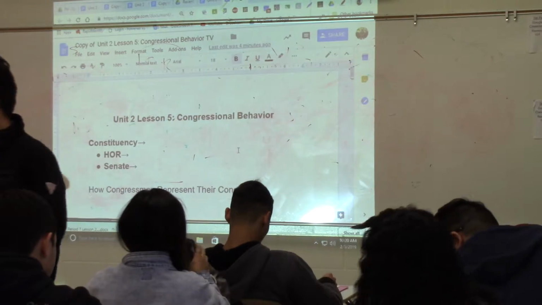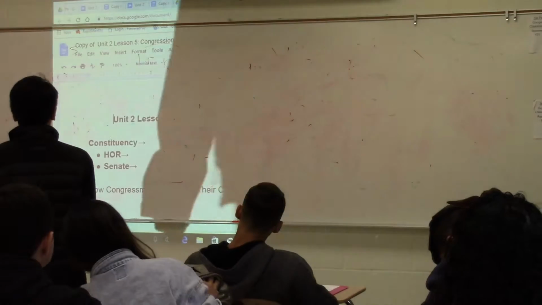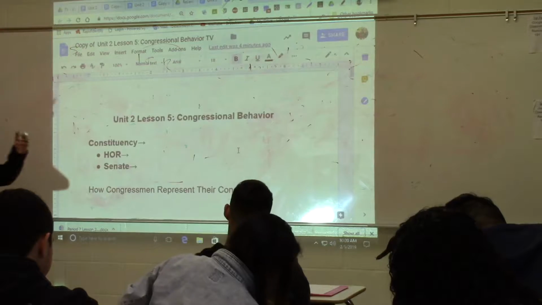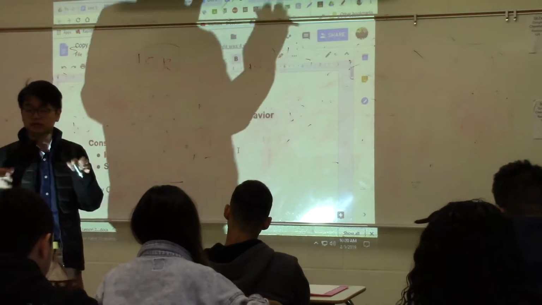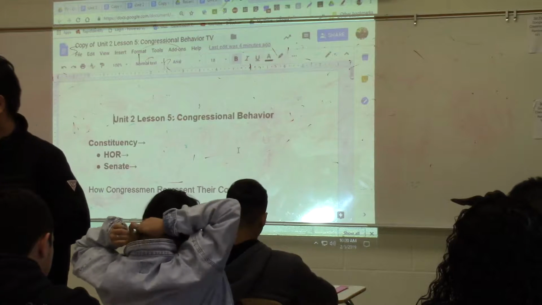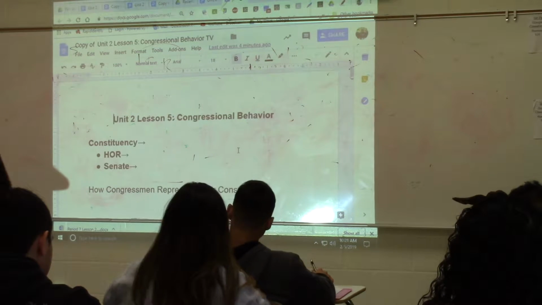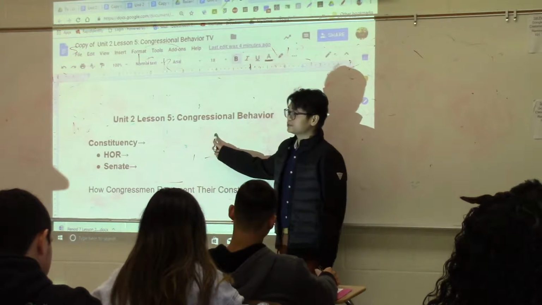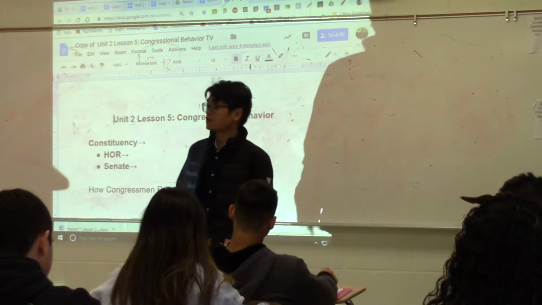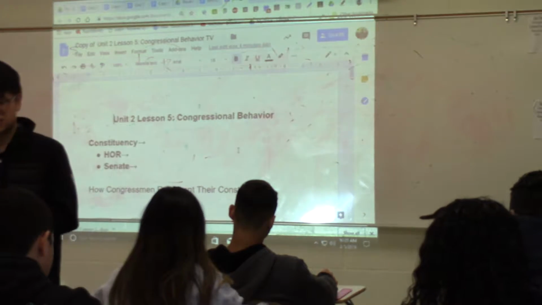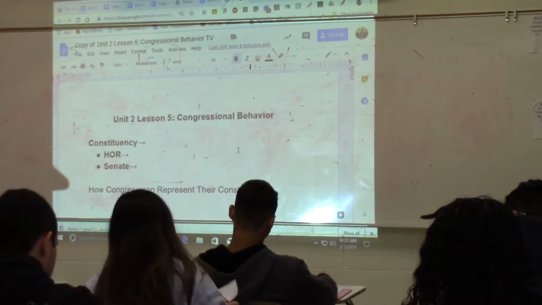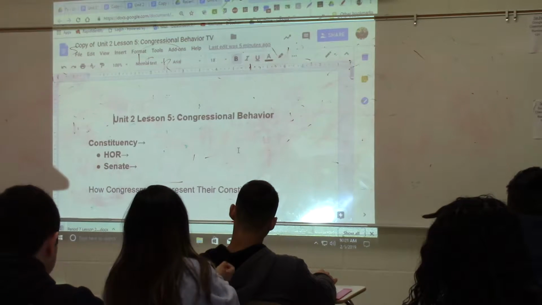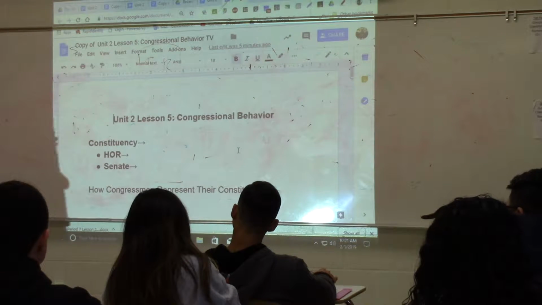So who has a more diverse constituency, a senator or a House of Representatives member? A senator, because he has to represent an entire state, while a House member only has to represent a portion of that state. If you live in a state like Wyoming, where you only have one district, then it's the same diversity. So constituency means the people that a representative represents. A House member represents a district, which is usually a portion of a state, and a senator represents an entire state. There are many different models of how representatives should behave in the U.S.